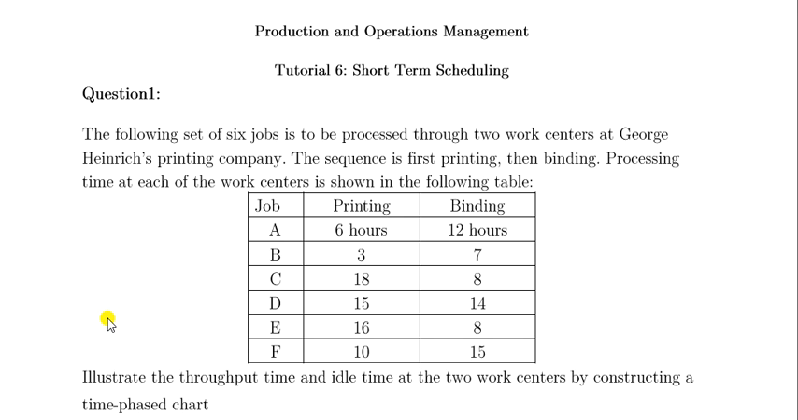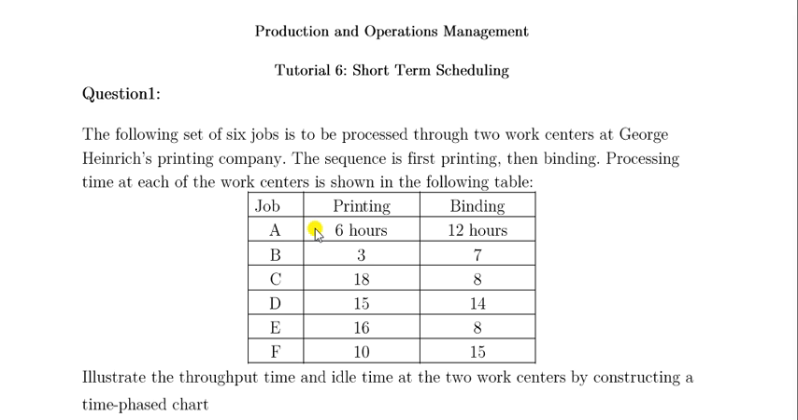Problem 1 in our tutorial is about job sequencing on two machines. This printing company is trying to schedule jobs A through F. We can assume that these jobs are batches of books or something, since this is a printing company. So these batches of books are first going to get printed, then bound. So we're going to be putting these jobs in a queue in front of the printing machine, and then they'll be passed on to the binding machine in that same order.